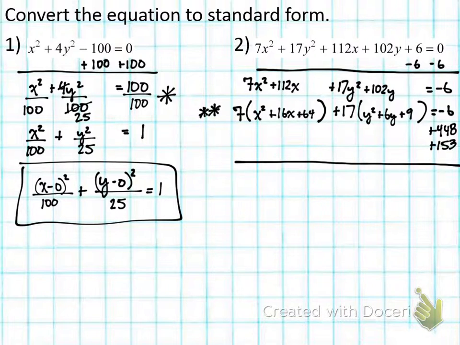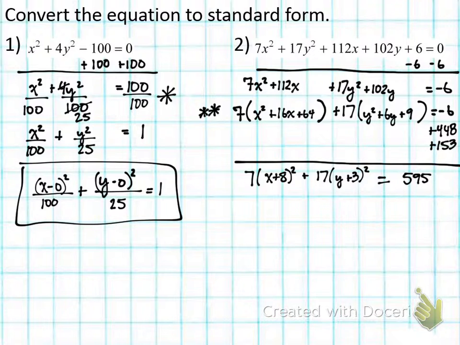Now we're going to bring everything down with a factored form. These are both perfect square trinomials. So bring down your 7. Okay, square root of x squared is x. Half of 16 is 8. Okay, all squared. Plus, bring down the 17. Square root of y squared is y. Half of 6 is 3 squared, which is all equal to negative 6 plus 448 plus 153. You'd have to calculate that. You'd add them all together, and you get 595. Okay? Now at this point, so I'm going to backtrack a little bit.